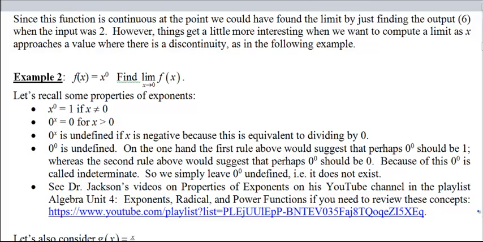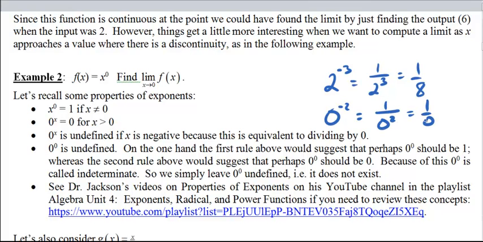Now before we go any further, let's review some real basic properties of exponents. X to the 0 power is 1 for any x that's not 0. 0 to the x is 0 for any positive x power. But 0 to the x is undefined if x is negative, because that's equivalent to dividing by 0. So remember, 2 to the negative 3 is the same as 1 over 2 to the third, or 1/8 for example. So 0 to the negative 2 would be 1 over 0 squared, 1 over 0, and dividing by 0 is undefined. More about dividing by 0 in just a minute.